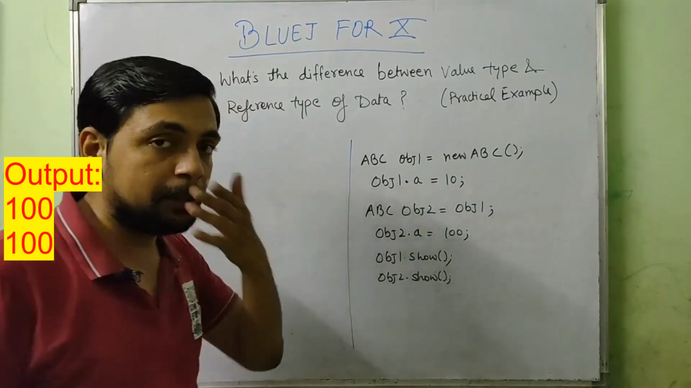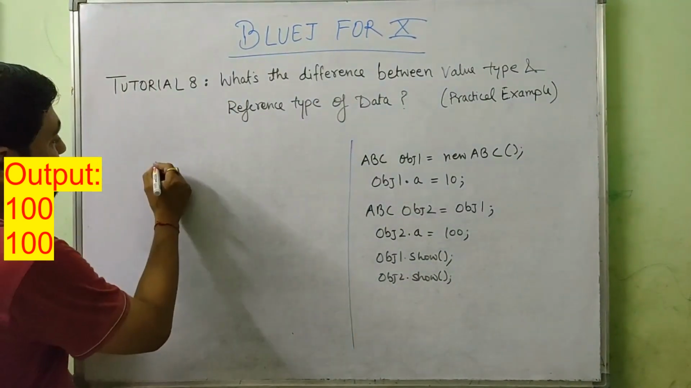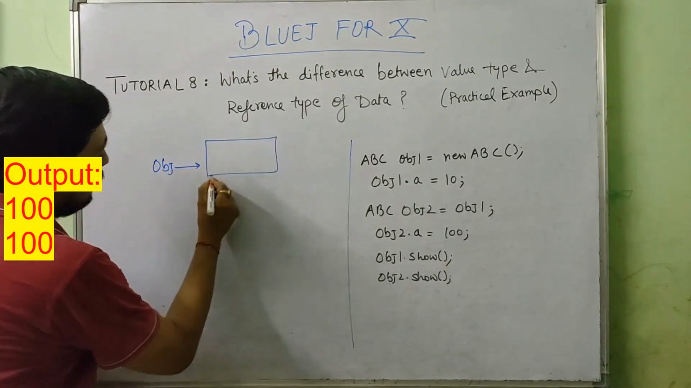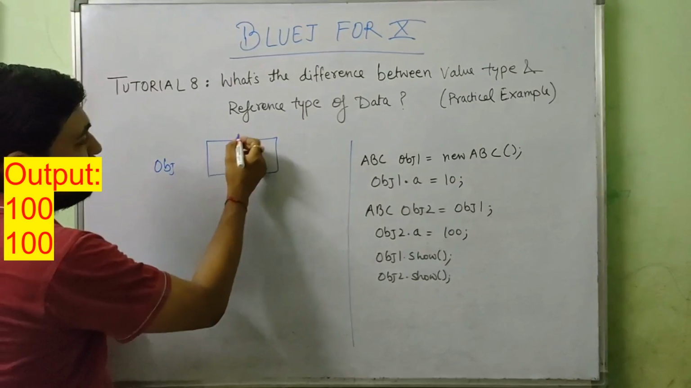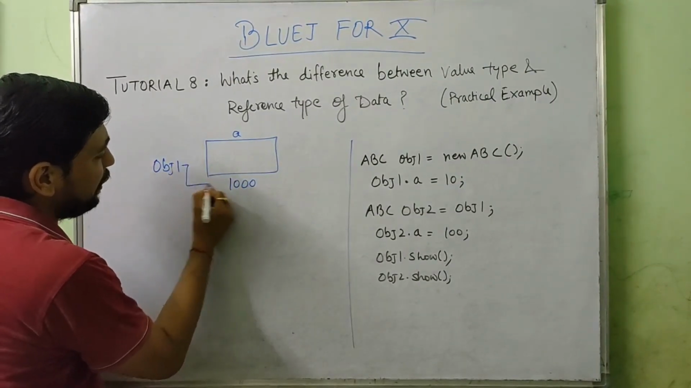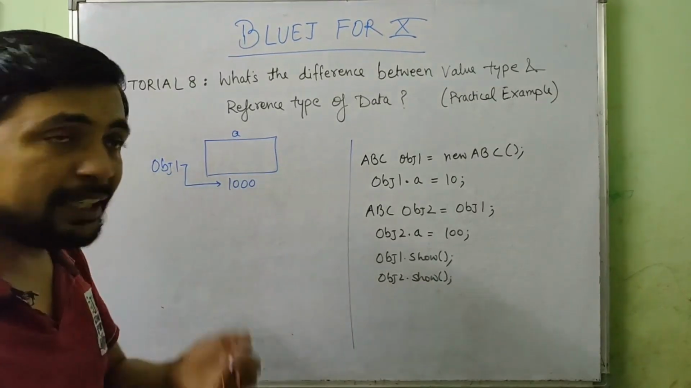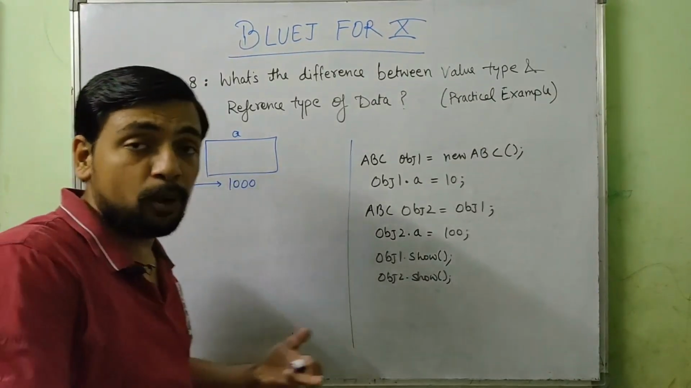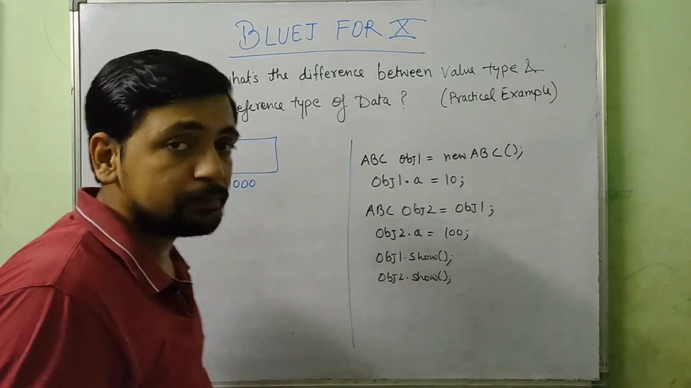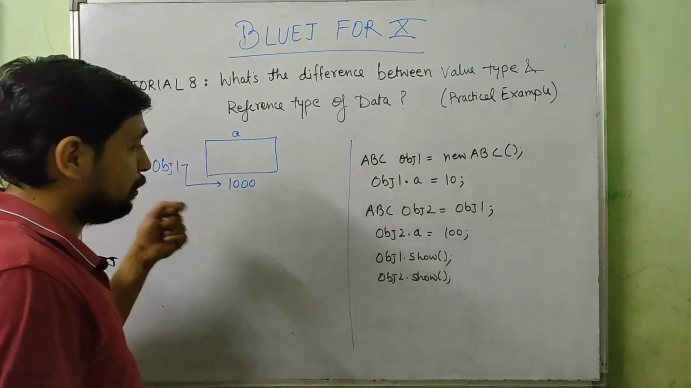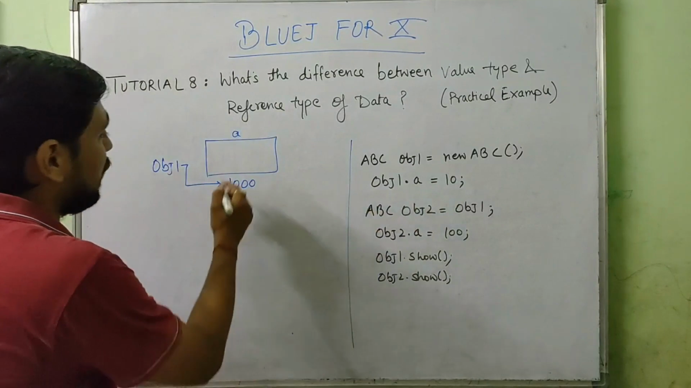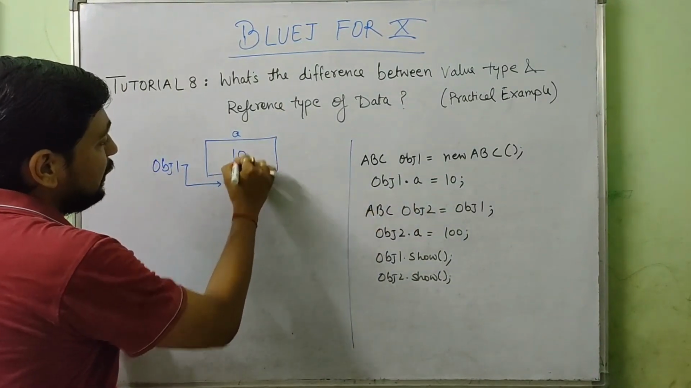Now how is it possible? To explain that, when any object is created in memory, it actually refers to an address. Suppose a is created in memory and stored at some address, suppose 1000. So this obj1 will refer to this address. Not only this, if there are more data members in the class, obj1 will refer to all of them. Now in the next line we have assigned 10 in the a part of obj1, so we have assigned 10 here.